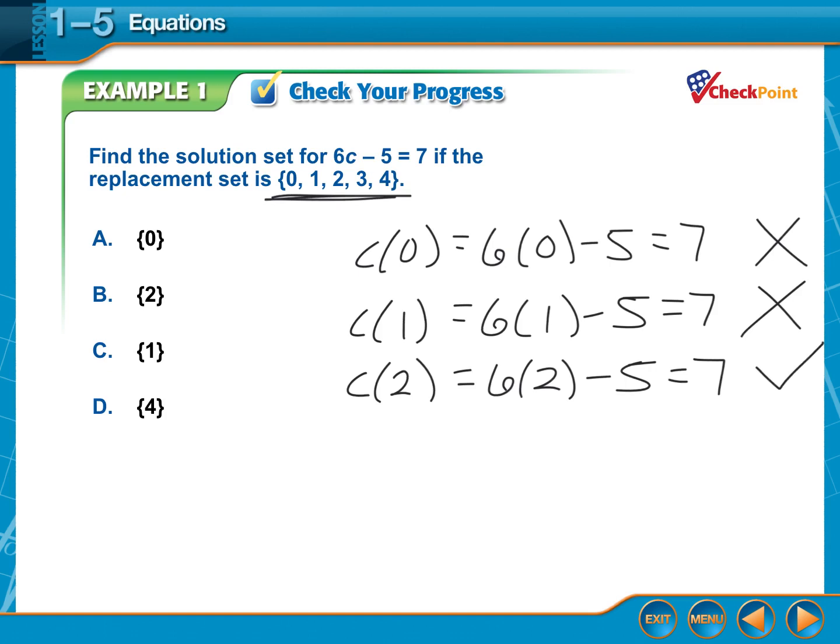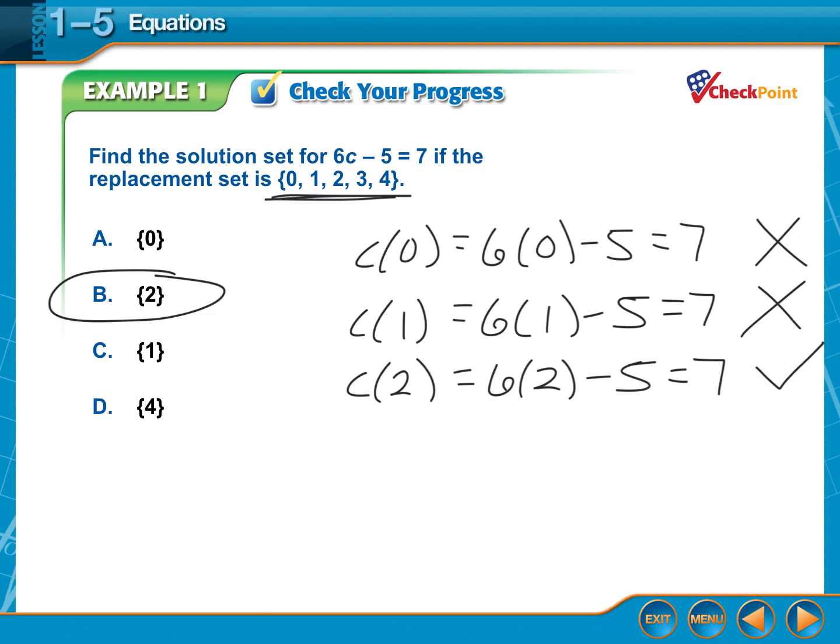Yes. Automatically, do we have to do 3 and 4? No. Why? Because we already found the answer. Out of all these answer options, can we have any other answer? No. So our answer is just 2. Okay, 2 is the only solution that worked. Okay, and since none of the other answers include 3 or 4, we don't need to do those.